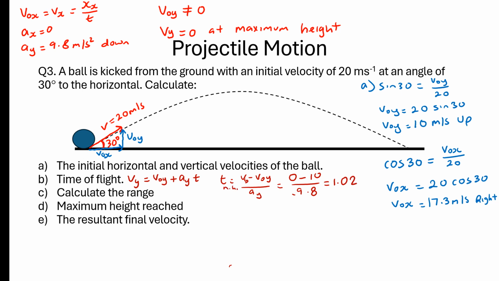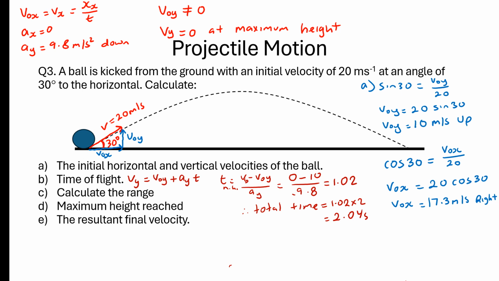Okay, and therefore the total time would be 1.02 times 2. So total time equals 1.02 times 2, which is 2.04 seconds. So this is the total time of flight, the time of flight.